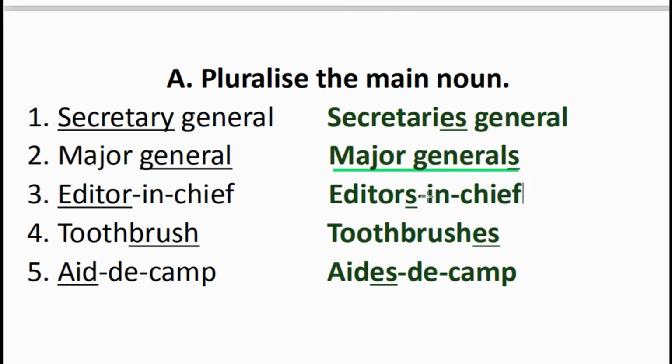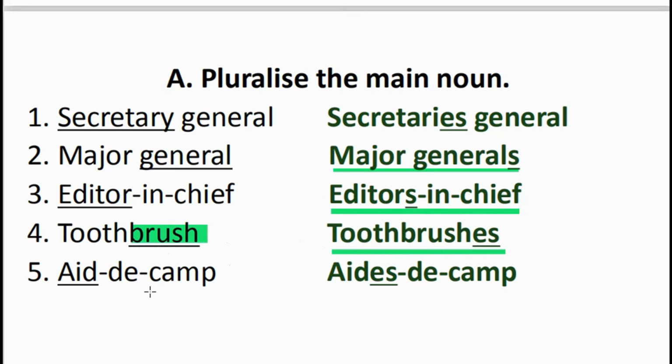The next one is editor-in-chief. An editor-in-chief is not actually a chief, it is an editor, like a chief editor. So editor is the main noun. The plural of editor-in-chief becomes editors-in-chief. Let's come to the next one, toothbrush. A toothbrush is not a tooth, it's a brush. So brush is the main noun. We pluralize brush. It becomes toothbrushes.